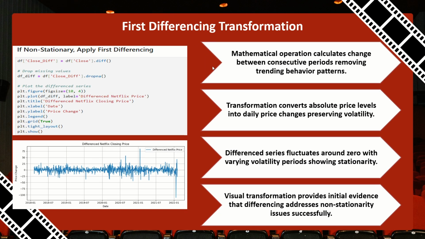As the data was non-stationary, I have used first differencing, a mathematical operation that calculates changes between consecutive periods, effectively removing the trending behavior patterns from the data. This transformation converts absolute Netflix price levels into daily price changes while preserving important volatility characteristics. This difference series fluctuates around zero with varying volatility periods, showing clear stationarity properties. Visual transformation provides initial evidence that differencing successfully addresses the non-stationarity issues identified in our original price series analysis.